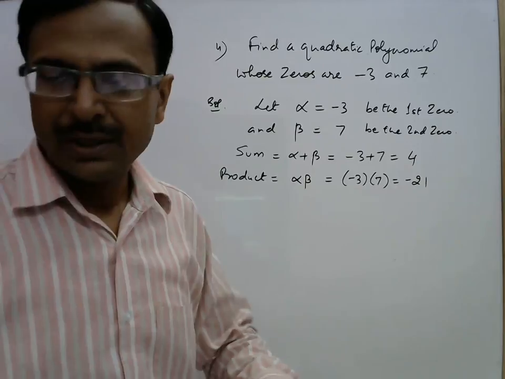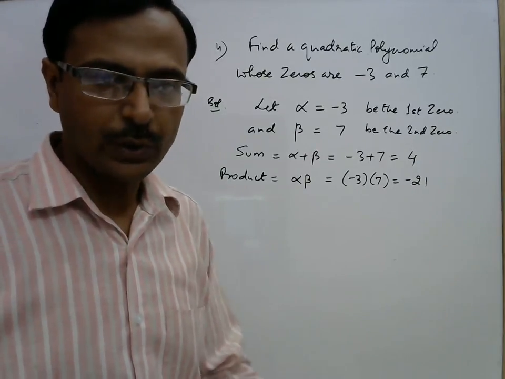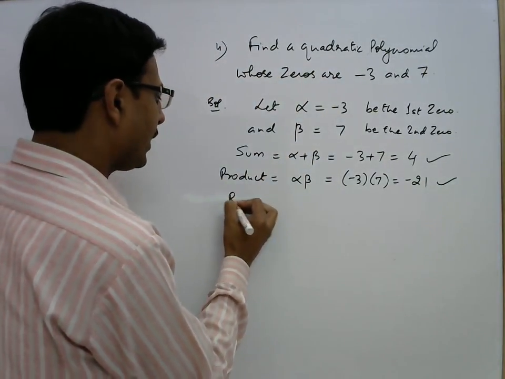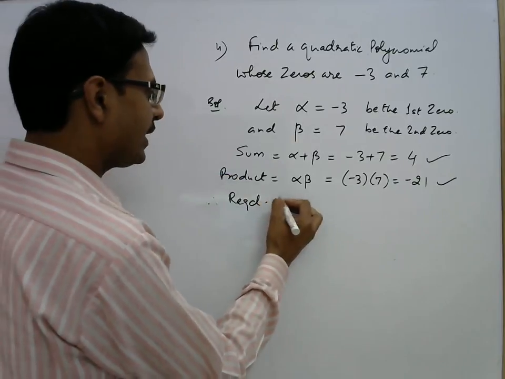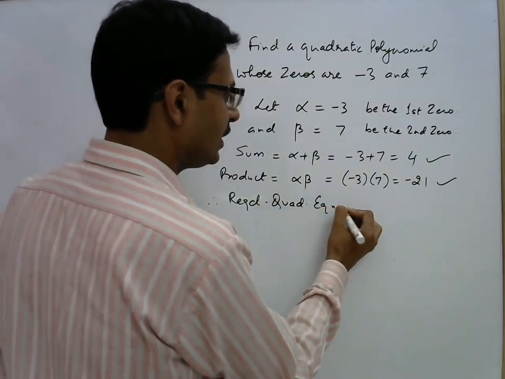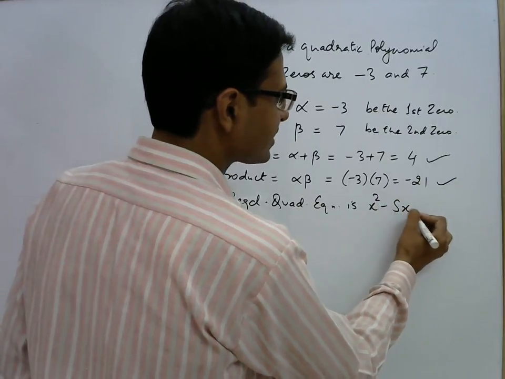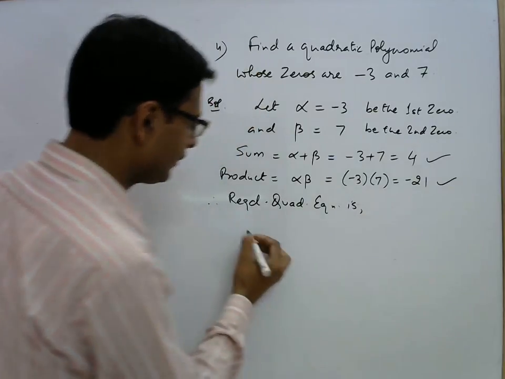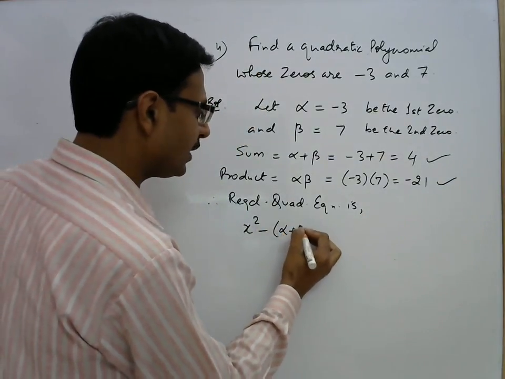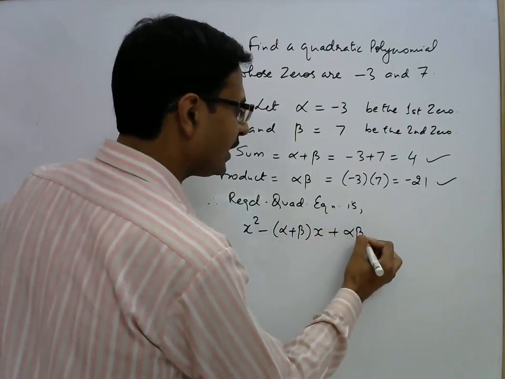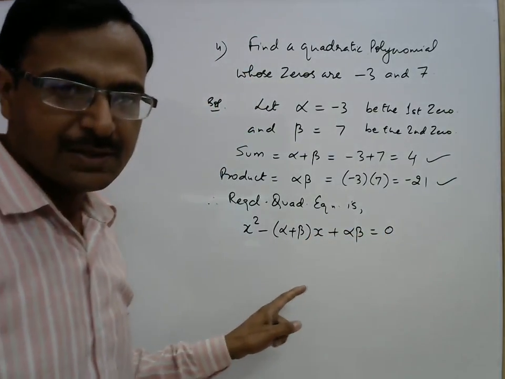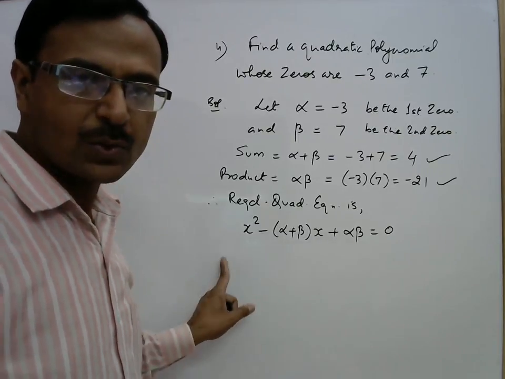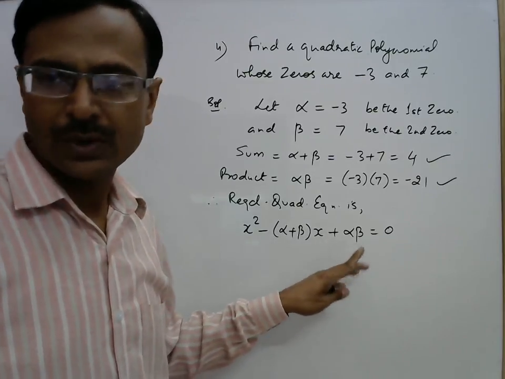So now the question is same as the previous concept which we were doing. So once you know the sum and product, you can substitute the values in this required quadratic equation, x square minus sum x. Okay, now in place of sum I have alpha plus beta, so I'll write it here, x square minus alpha plus beta into x plus alpha beta equal to 0. Remember the concept, sum is in the middle term and product is in the constant term. So x square minus sum x plus product equal to 0.